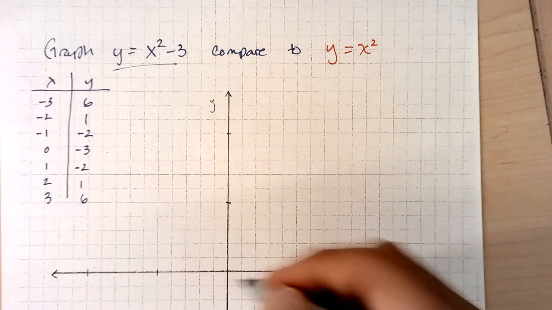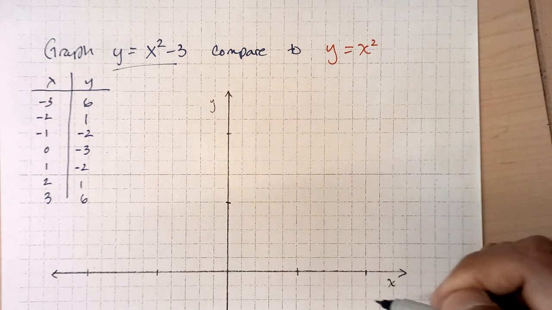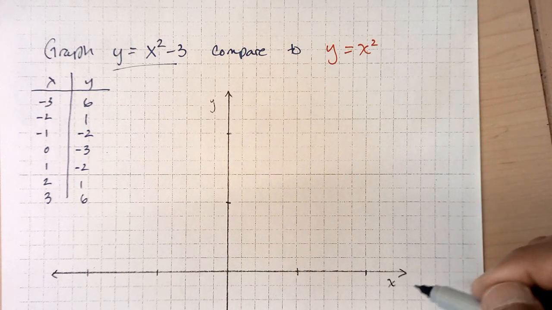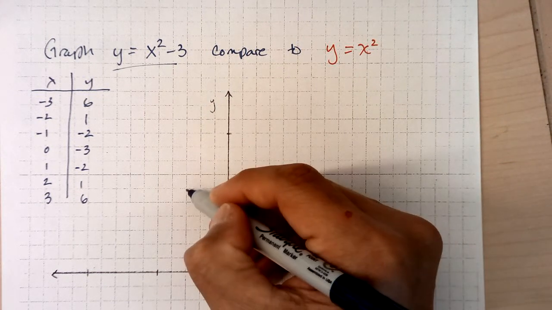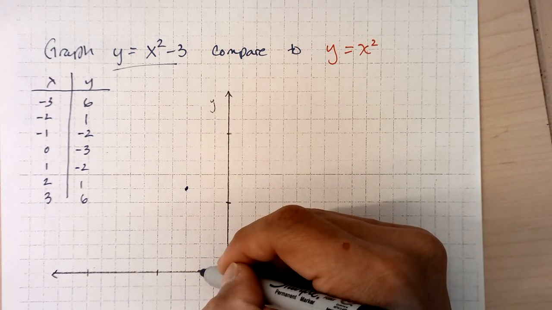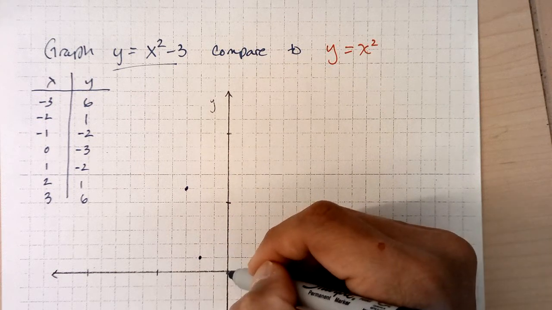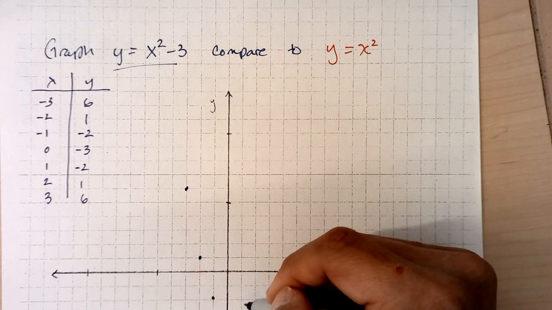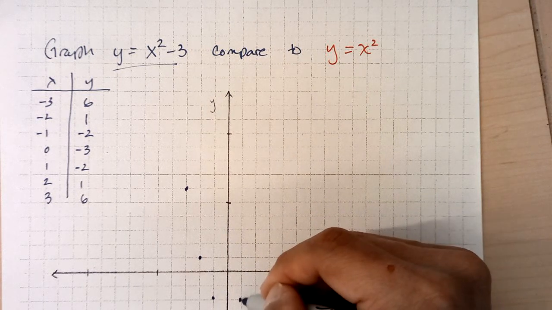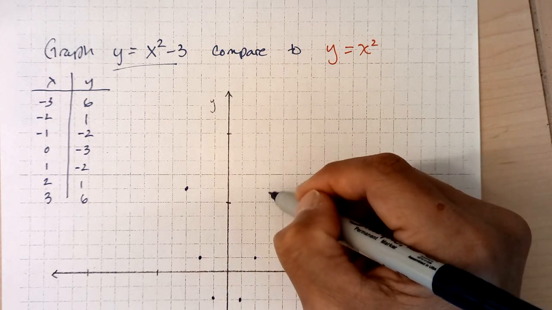So we can graph all those points. Again, I can go by ones, so I'm not going to write anything down on my axes. If nothing's written down, that means you're going by ones. But negative 3, 6 is right here. Negative 2, 1. Negative 1, negative 2. 0, negative 3. 1, negative 2. 2, 1, and then 3, 6.